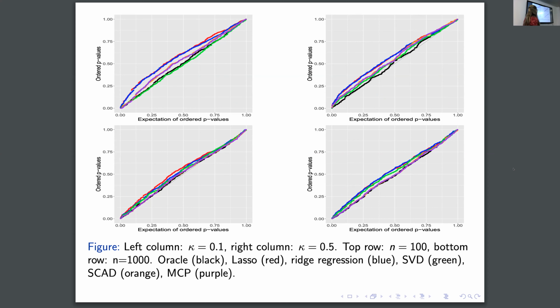We've also got the distribution of the p-values. This is the ordered p-values plotted against their theoretical expectation. On the top, you've got n is 100. On the bottom, you've got n is 1,000. And in all plots, they follow the line y equals x. So the asymptotic distribution does seem to be quite accurate, even in finite sample sizes. But obviously, it does improve as n gets larger.